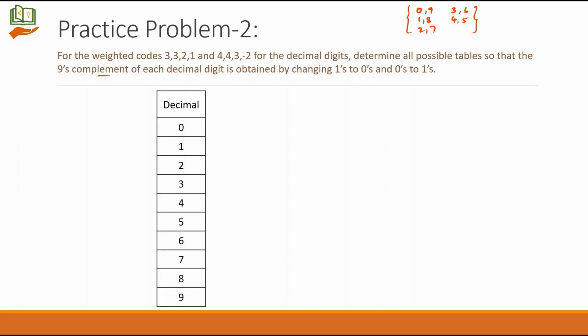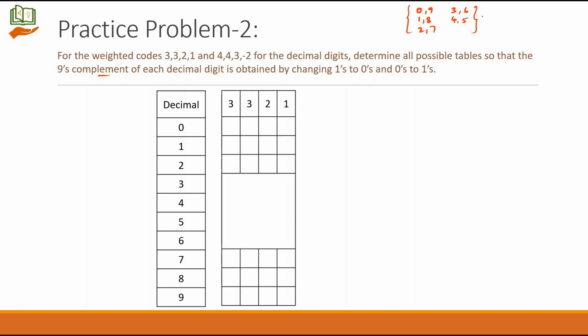Let's take the decimal value. First we have 3321 code. How many numbers does it have? 3 plus 3 plus 2 plus 1. It is 9 numbers. So let's take the 3321 code. How do we represent 0 in this code? We will represent it with 4 zeros and obviously 9 will be with 4 ones. 3 plus 3 is 6, 6 plus 2 is 8, 8 plus 1 is 9.